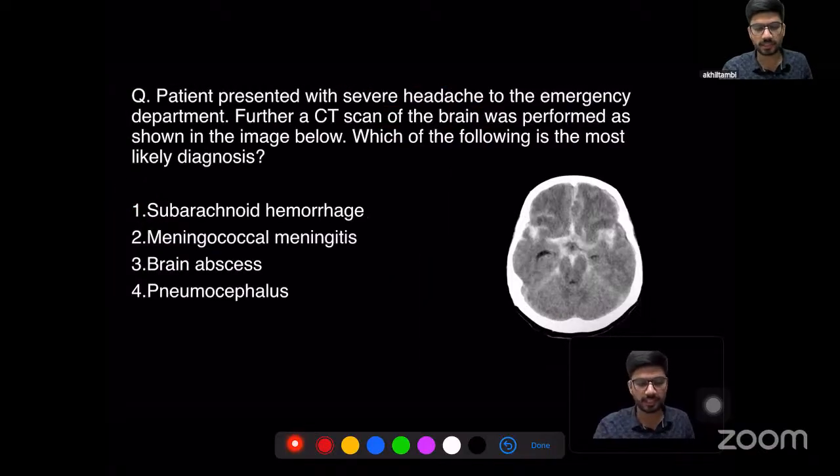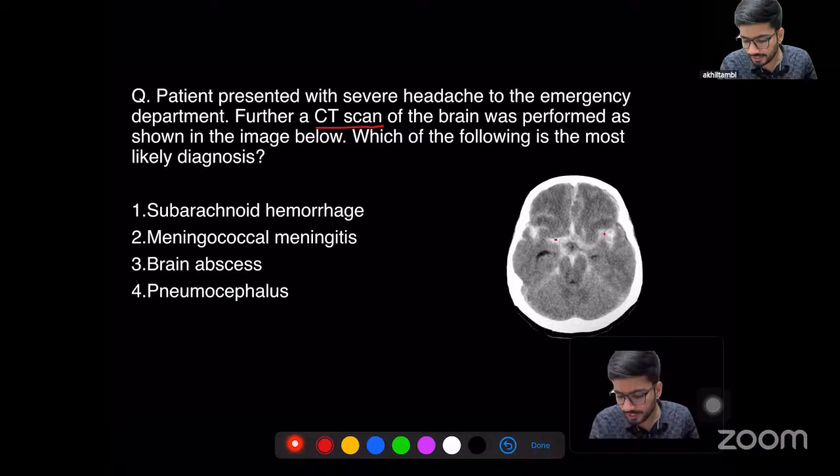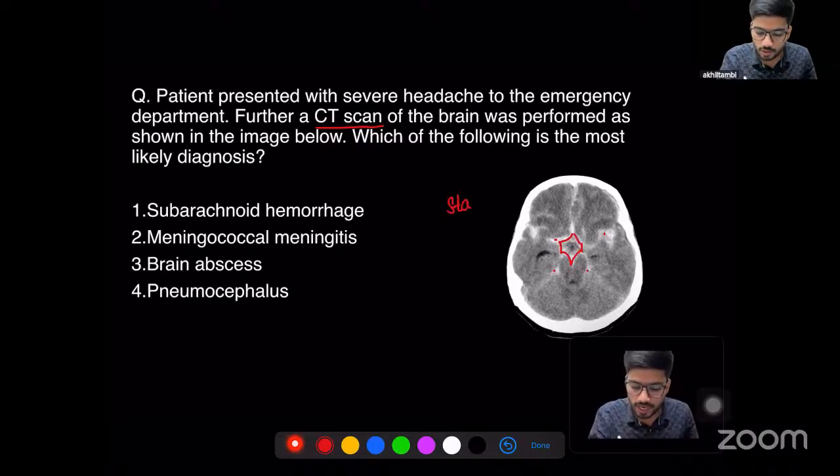The next question, this is also a very classical question. Okay, so the patient presented with a severe headache to the emergency department and the CT scan was performed, and in the CT scan what you can see is that fluid is filled in the cisterns. In all the cisterns there is fluid, and it is making a classical appearance of a star. Okay, so this is what is also known as the star of death appearance.